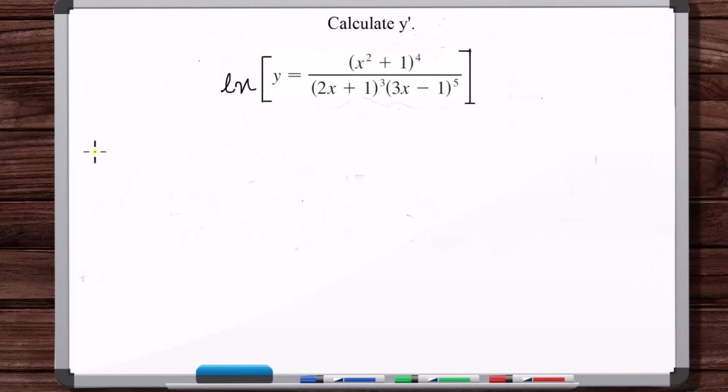So logarithmic differentiation, step 1, take the natural log of the entire equation. So we've got natural log of y is equal to the natural log of this. So how do we simplify that? The natural log of this entire function. Well, what is the natural log of A divided by B? It's the natural log of A minus the natural log of B.